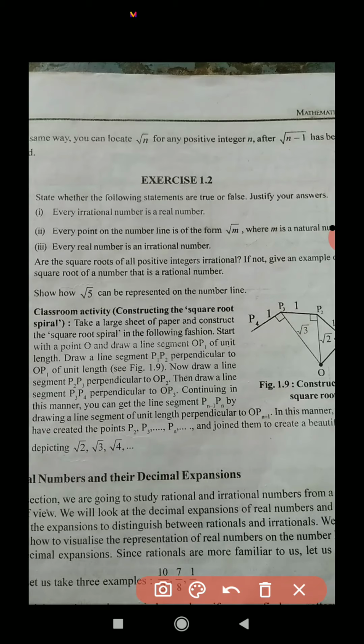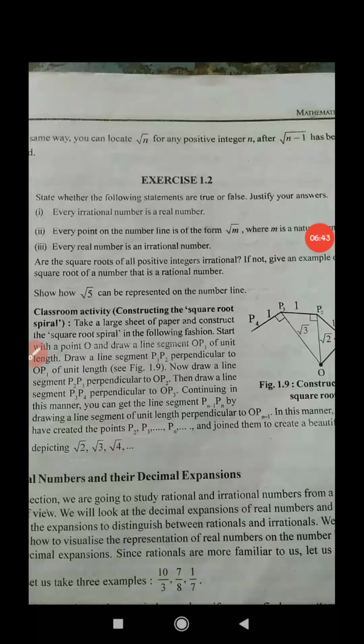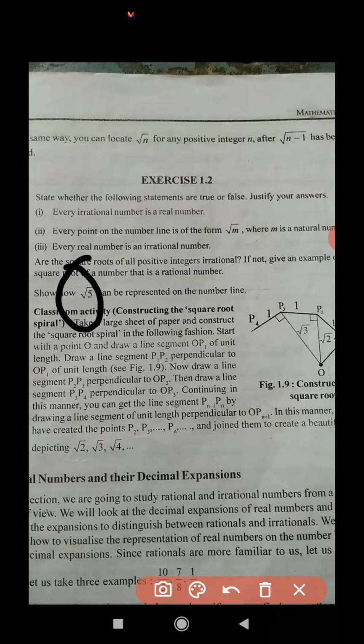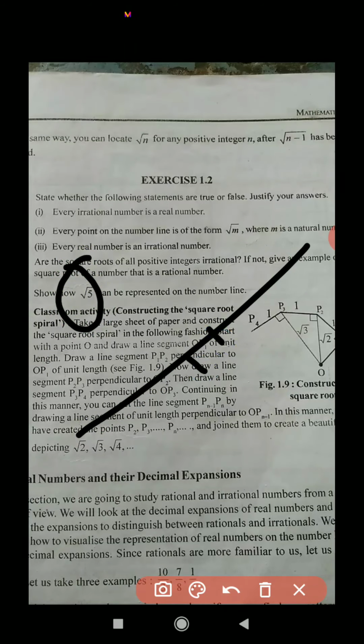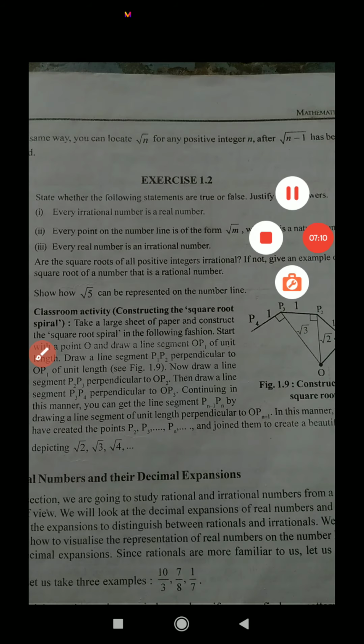Show how root 5 can be represented on the number line. So we need to show this root 5, which is an irrational number, on a number line. As I said earlier, the number line contains all the real numbers: whole numbers, natural numbers, integers, rational numbers, irrational numbers. It's a collection of all the rational and irrational numbers. So in this number line, I have to locate this root 5. In the next video, I will be teaching you how to locate root 5 on the number line. So get connected there.